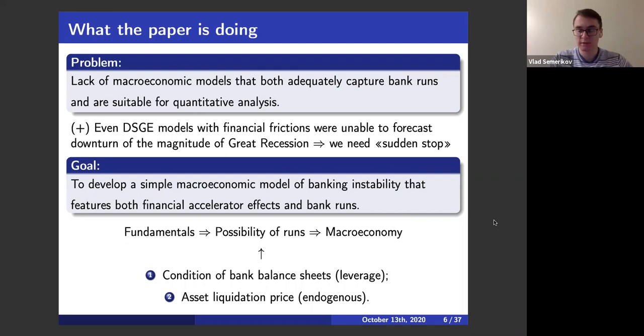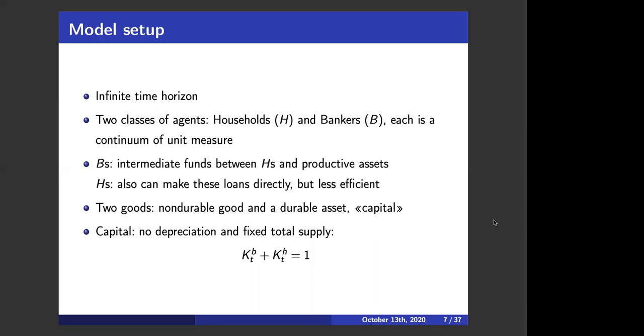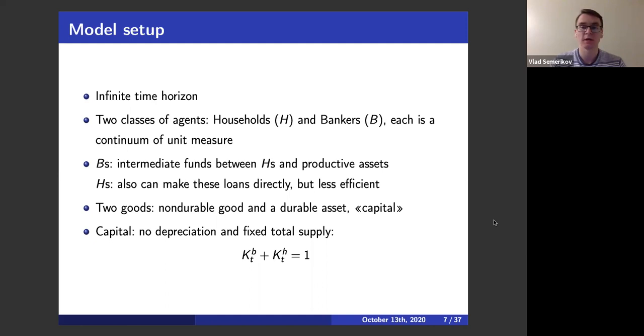So this brings us to the model. Let me talk about the math and the model. First of all, the model is going to be of infinite time horizon. There are going to be two classes of agents, households and bankers, each of which is going to be a continuum of unit measure. Bankers are going to be specialists in intermediating financial funds between households and productive assets, while households will have an opportunity to hold deposits in the banking system, but they also can make loans to the production side directly, but they're going to be less efficient in a way that we will see shortly.